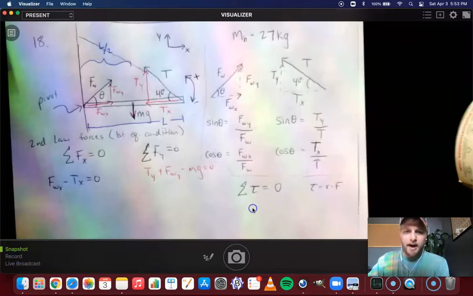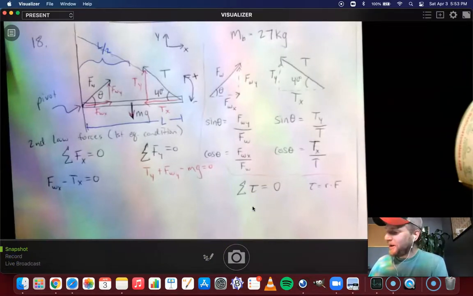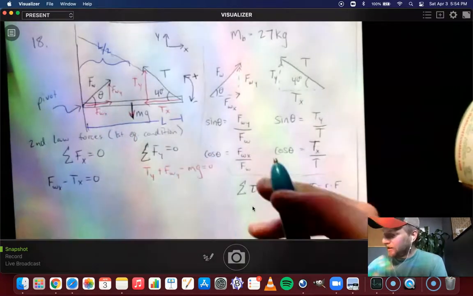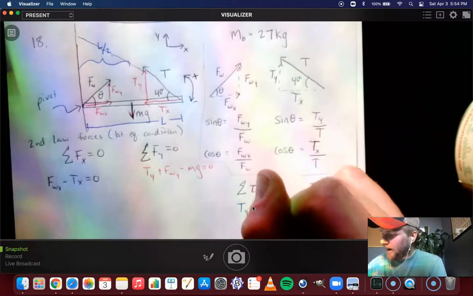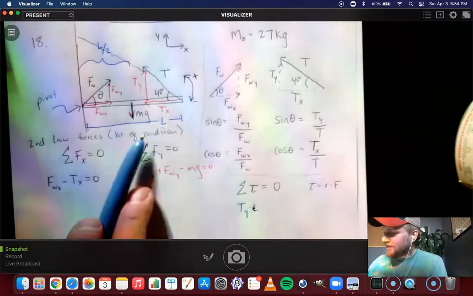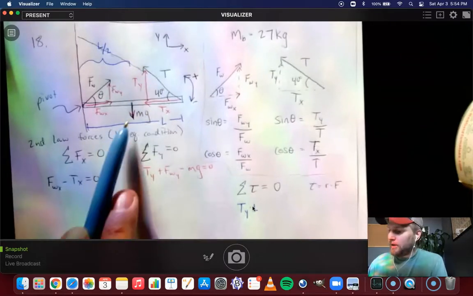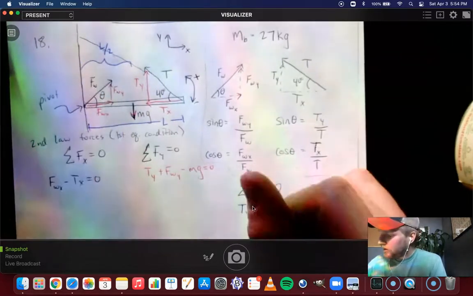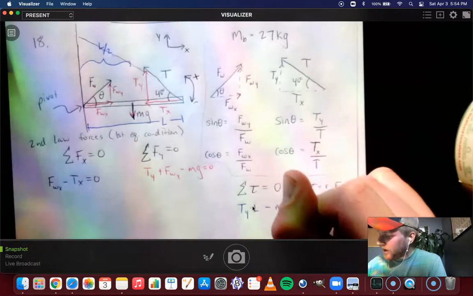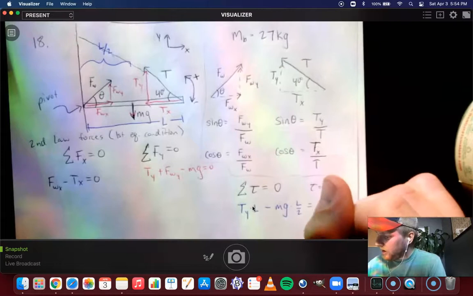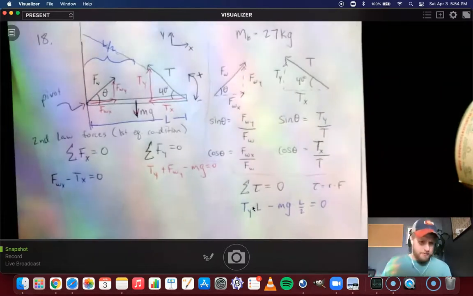So if we go back to our torque equation, we've got T in the y acting up at a distance of L. So we'll call that Ty times L. And then that's acting torque-wise in the opposite direction from the weight. The weight is acting at a distance L over 2. So minus mg, that's the force, times L over 2, and that all ends up being equal to 0.